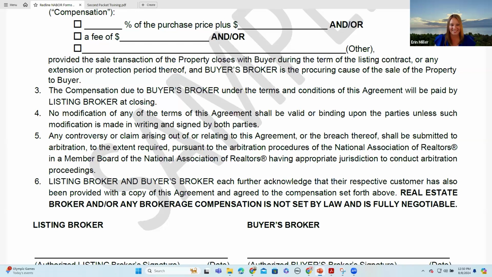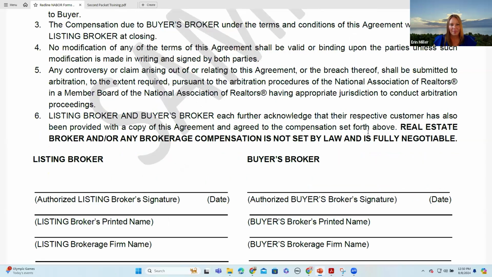All right, paragraph 6. The listing broker and the buyer's broker each further acknowledge that their respective customer has also been provided a copy of this agreement and agreed to the compensation set forth above, and, in big bold language, real estate broker or any brokerage compensation is not set by law and is fully negotiable. So we want to touch on paragraph 6 just a little bit more.